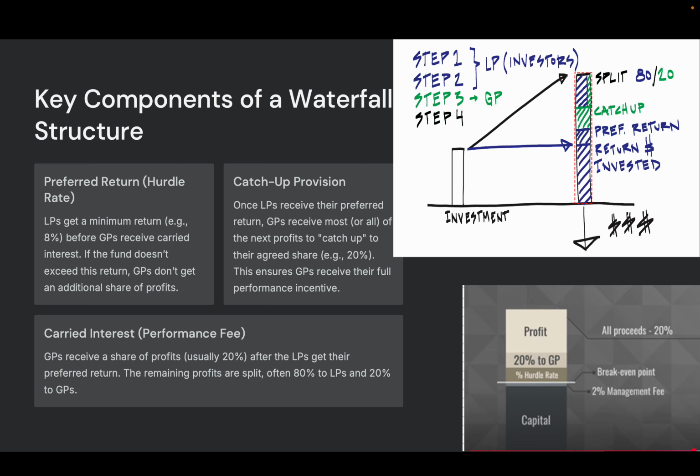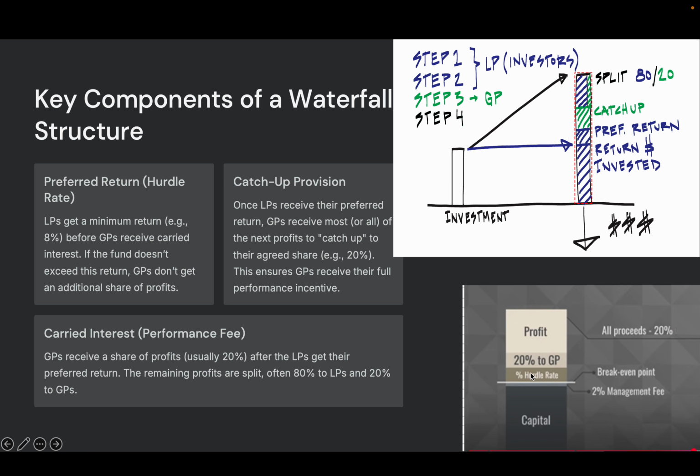So this is the graph from which you can easily understand how it works. The GP receives a share of profit, usually 20%, after the LP gets the preferred return. The remaining profit is split into 80 and 20%.